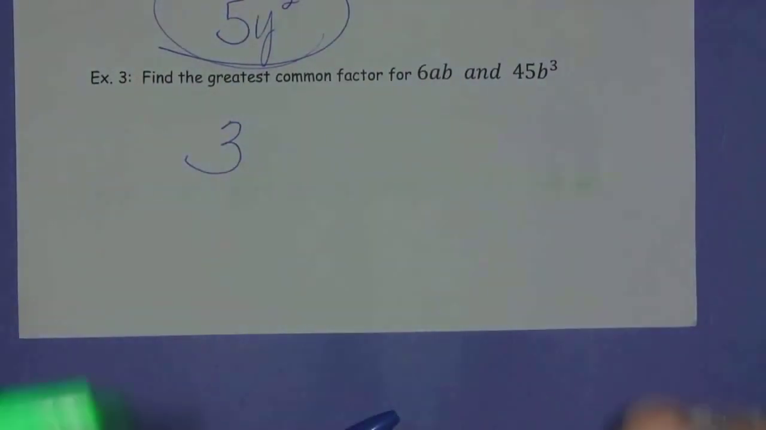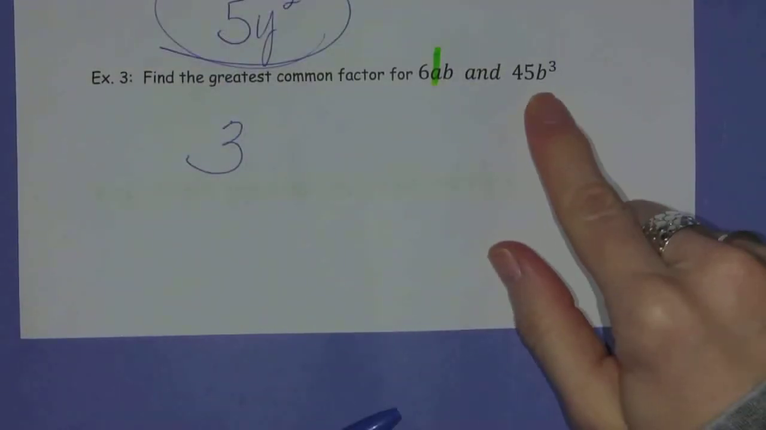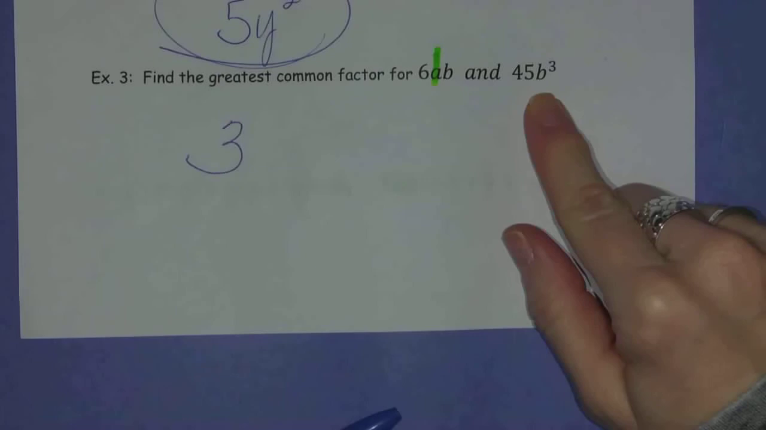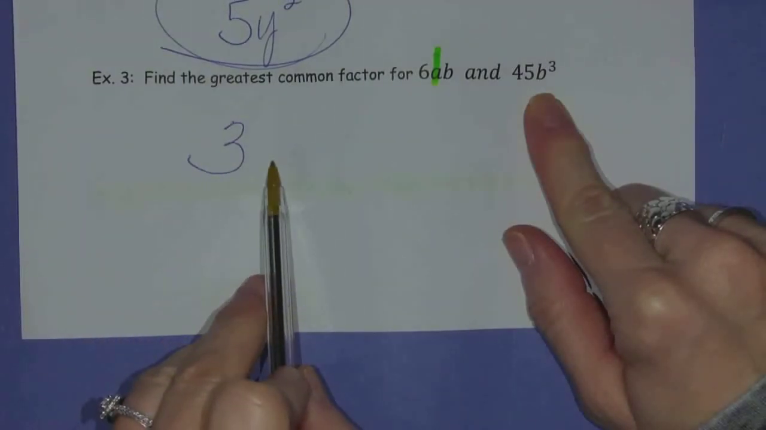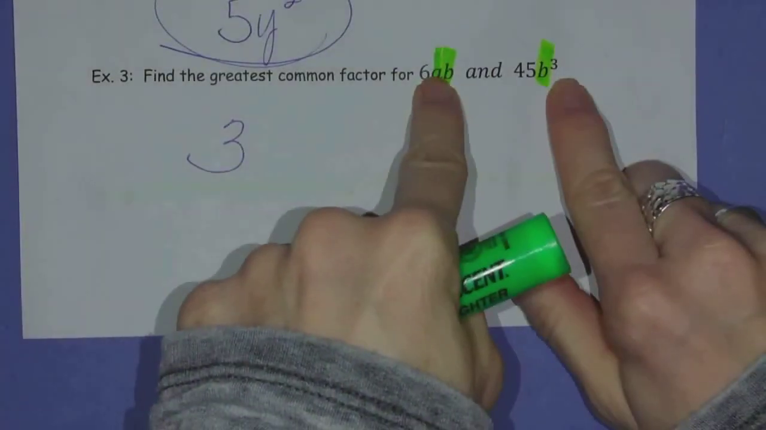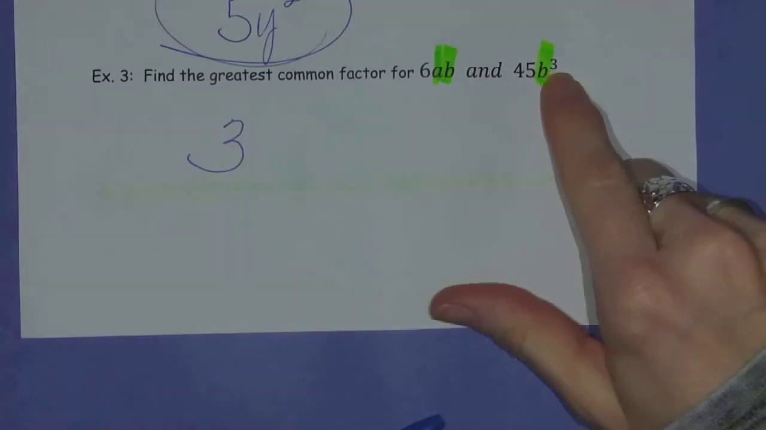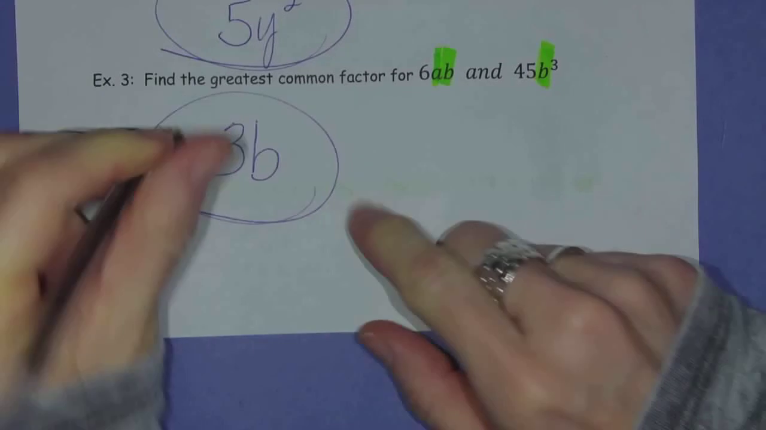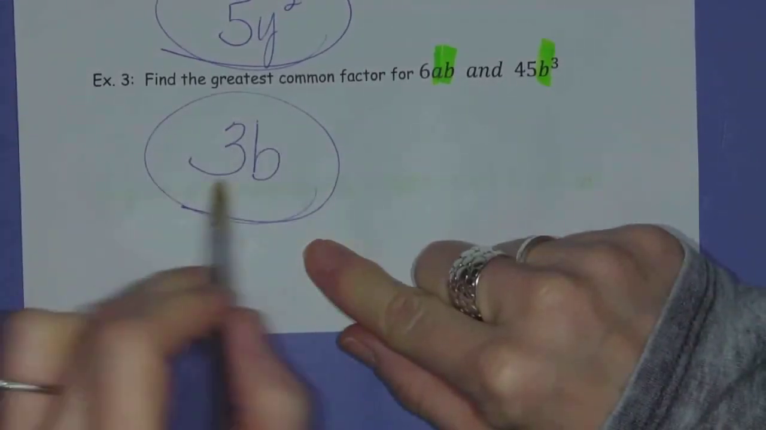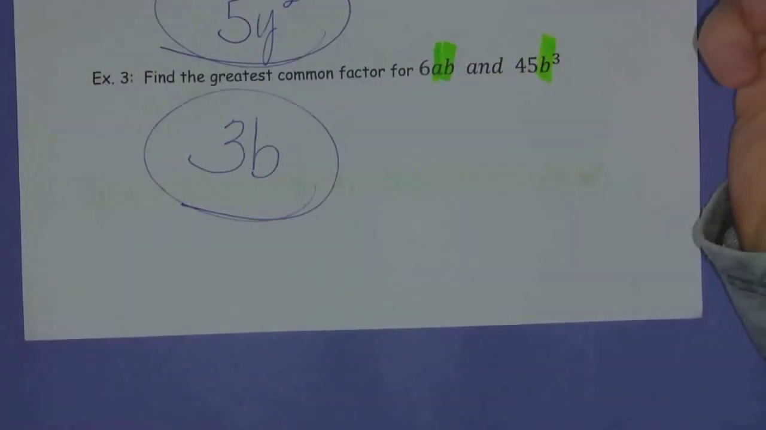Okay, so 3. Now let's compare the A's. This guy has an A, and this guy doesn't have any. So they have no A's in common. So I cannot put an A in my common factor. Look at your B's. 1 versus 3. How many do they have in common? Well, I have to take the smaller. They only have 1 in common. So my GCF here will be 3B. And that's all she wrote.